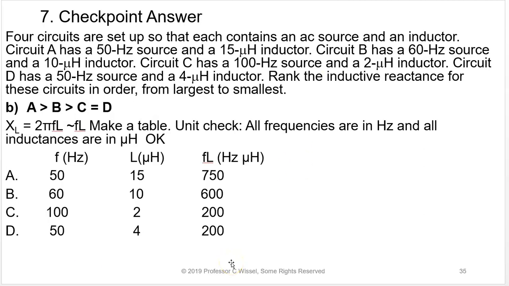What I do with something like this is eliminate stuff I don't need to know and make a table. So XL equals 2 pi FL. The first thing I see is this 2 pi. It's the same for all of them. So XL is proportional to FL. Now the next thing I need to do is check units. They're all in millihenries and hertz, so I don't have to multiply by 10 to the minus 3. I make a table: frequency in hertz, inductance in millihenries, and I multiply the frequency times the inductance and find out what the numbers are. They want the largest to smallest. The biggest one is A, then B, then C and D are equal to each other. So A is greater than B, greater than C, which equals D.